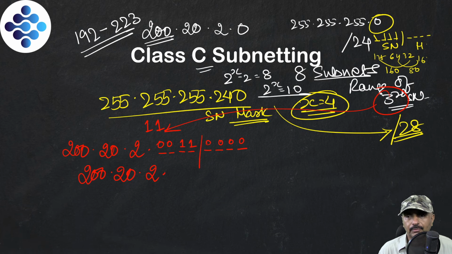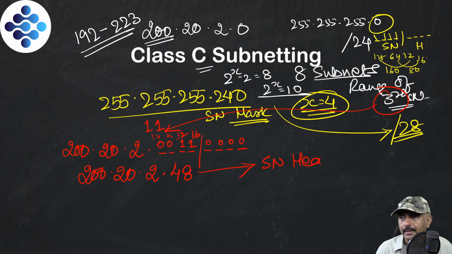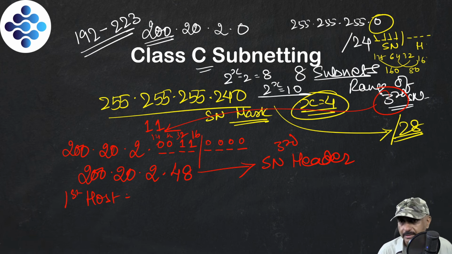These will be 0 0 0 0. So it would be 200.20.2 dot. What's the value of this entire octet? Well, this is 128, this is 64, this is 32, and this is 16. So it would be 48. So this is the subnet header. Which number? Third subnet header. That's right. Now for the range, that is first host. First host would be when all the host bits are 0 and the last one is 1. So here the host component is only this much. So it will be 0 0 0 and 1. Now this one will add in this 48.